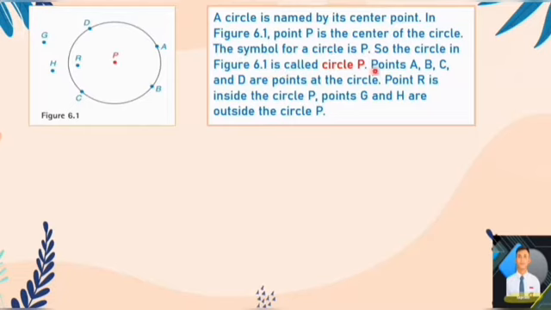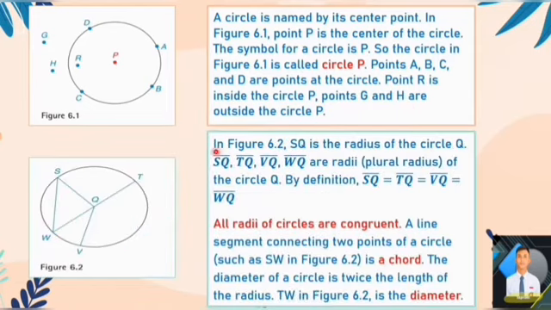Points A, B, C, and D are points on the circle. Point R is inside the circle P. Points G and H are outside the circle P. Okay, the next, for figure 6.2. In figure 6.2, SQ is a radius of the circle Q. SQ, TQ, PQ, WQ are radii, the plural of radius, of the circle Q. By definition, SQ = TQ = PQ = WQ, or radii of a circle are congruent.